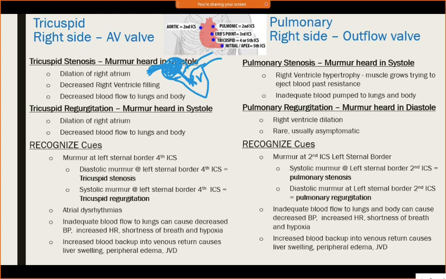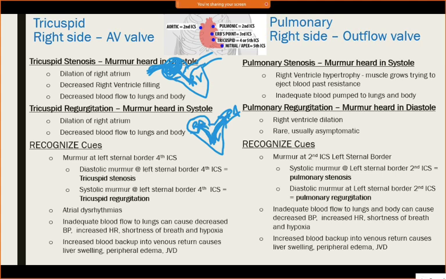Tricuspid regurgitation is where we have this right atrium and our right ventricle and our little pulmonary artery. And then we are having problems with regurgitation. So now when this thing is supposed to be closed, it's staying wide open. So now when we are ejecting into the pulmonary artery, there was no problem filling. This thing filled. But when it ejects, it goes both into the pulmonary artery and into the right atrium.